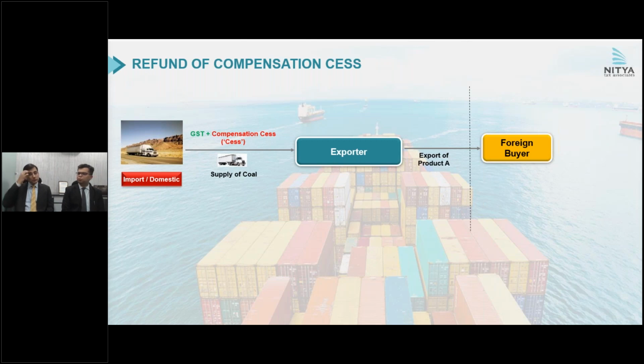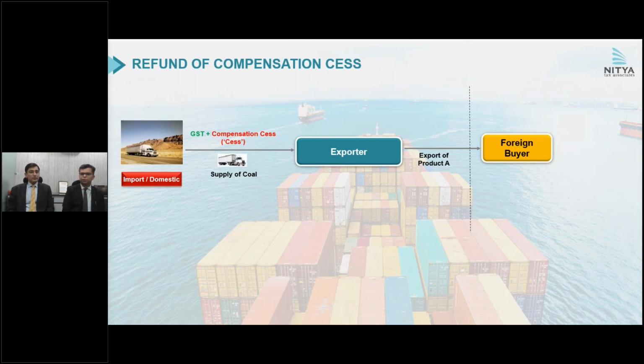Puneet, do you think an exporter who is exporting goods under LUT also has such an option to claim refund of compensation cess on inputs? Yes, indeed he has this option, and I feel many exporters are missing it because, especially if you procure items like coal on which compensation cess is there, even the export refund benefit might be significant now.